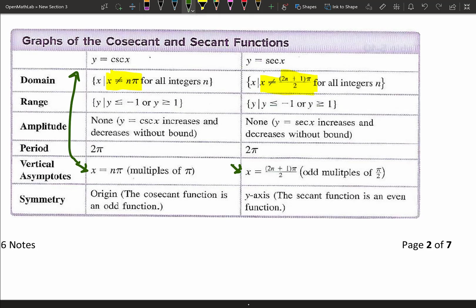Something kind of interesting is that sine is an odd function and it's symmetrical about the origin, and cosecant follows that. And if you remember, cosine is an even function, and its symmetry is about the y-axis. Its reciprocal function, secant, also follows that. So that's a pretty interesting part here.